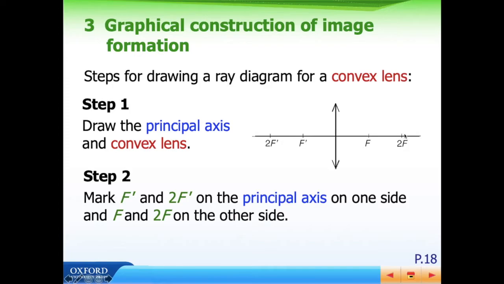So this is the 2F and the F, while this is 2F prime and F prime. So our prime values will be on the left side of our coordinate plane in a sense, and our F and 2F will be on the right side. Make sure that 2F prime is equal to 2F, which is 2 times the focal length. The distance here should be equal.